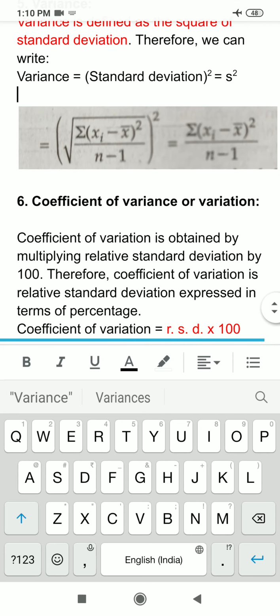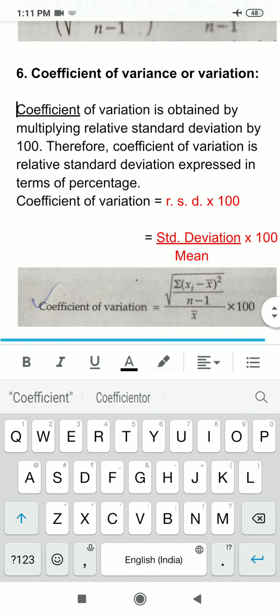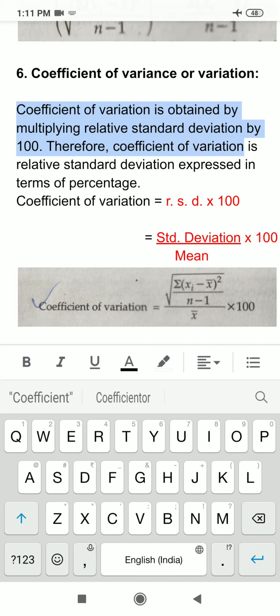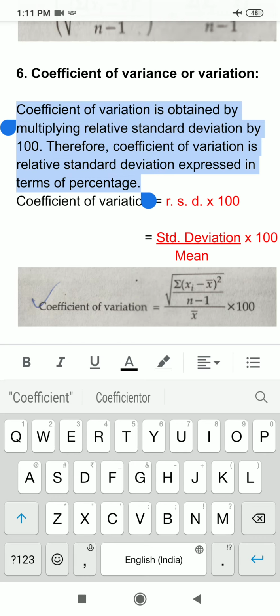So what is coefficient of variation? Coefficient of variation is obtained by multiplying relative standard deviation by 100. I told you what relative standard deviation is: standard deviation expressed with respect to the mean. So if I multiply standard deviation divided by mean by 100, then I will get coefficient of variation. So I can say coefficient of variation is relative standard deviation expressed in terms of percentage, because if I multiply anything by 100, it means I am expressing it in terms of percentage.